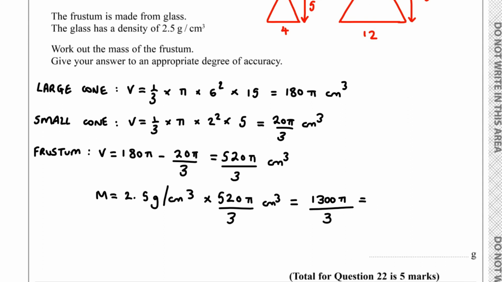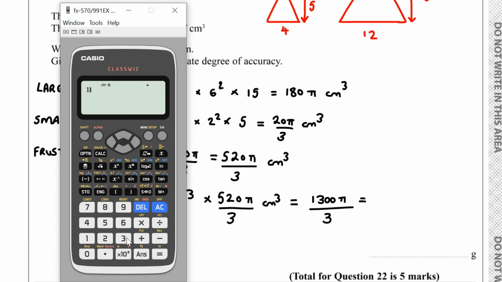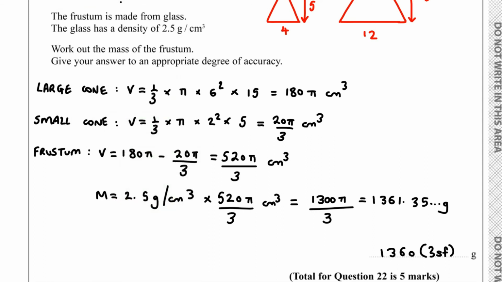And if we write this down to a suitable degree of accuracy, we've got 1300 divided by 3, and then multiply this by pi. We get 1361.35, etc. grams. So to a suitable degree of accuracy, say to 3 significant figures, we have 1360. Okay? And I think it might be worth writing down the accuracy of what we worked this out to be. So that is the end of the paper.